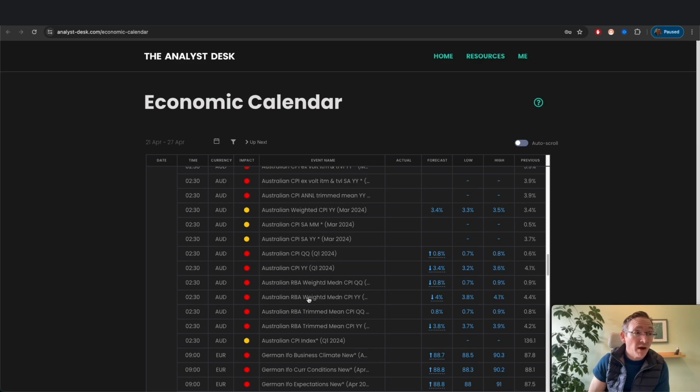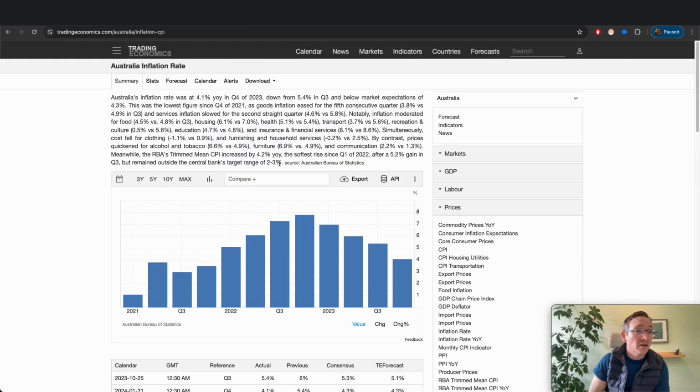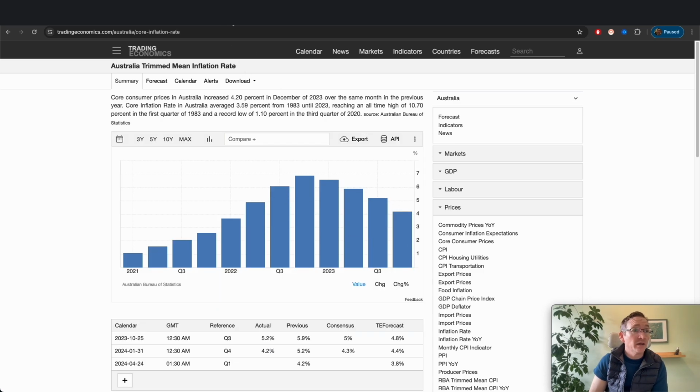So the CPI data could really move things. Now, the RBA's Governor Bullock, she said that inflation is still too high. That's the headline 4.1. That's the core 4.2. It's double the RBA's target, so it is still too high.